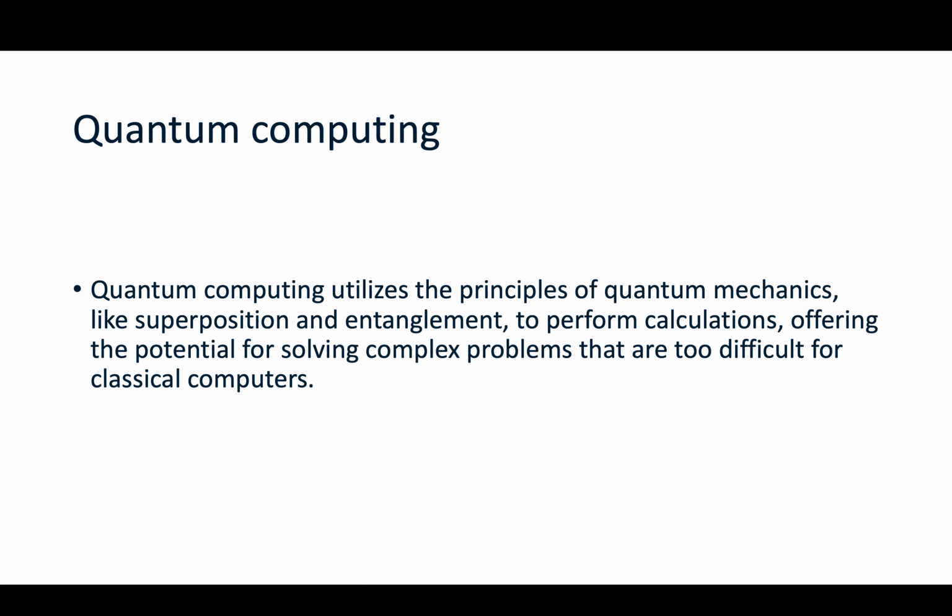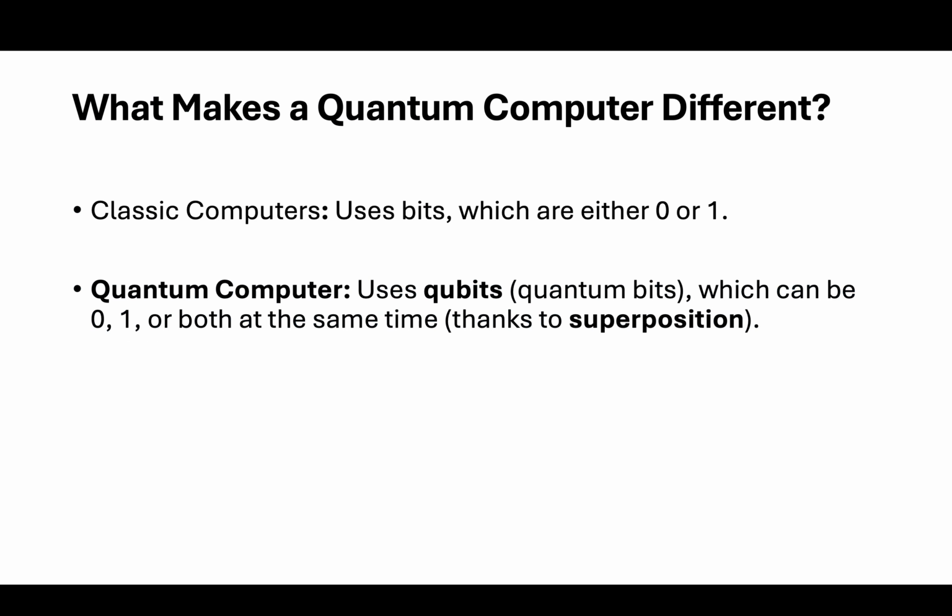We'll be going into detail about the limitations of classical computers, and then we'll be talking about quantum computers: what they are, what the advantages are, and why we need to go for quantum computers. Then the difference between classical computers and quantum computers. Classical computers use bits which are either 0 or 1, whereas quantum computers use qubits, that is quantum bits, which can be 0, 1, or both at the same time, because of superposition. We'll go into detail on exactly what superposition is and how it works.